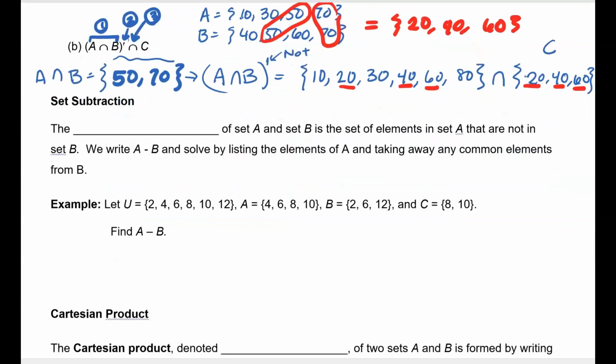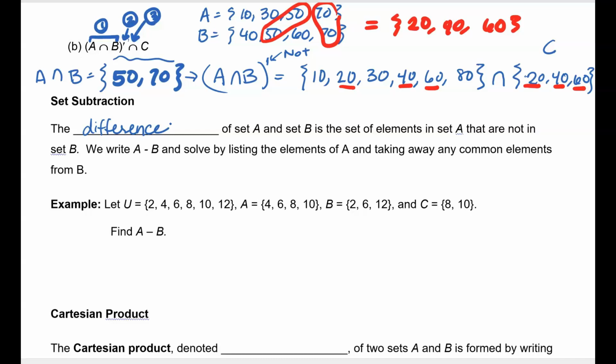So we're getting to the end here. We need to talk about subtraction. Set subtraction is just referring to the difference. So we can use the word difference to describe subtraction. It's the difference of set A and set B, and there's an explanation there. Let's actually just do the example as we talk about this explanation.